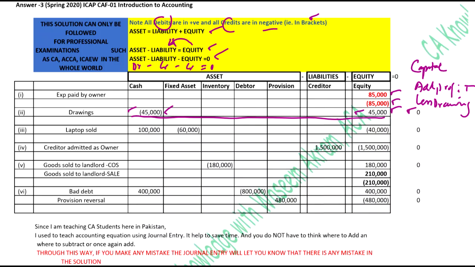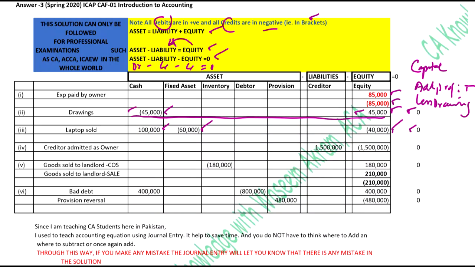Adjustment number 3. A laptop costing 250,000 and having a book value of 60,000 was sold for 100,000 on cash. An asset, a laptop having a book value of 60,000 is disposed of, sold for 100,000. Cash debit 100,000. Asset, fixed asset credit 60,000, and which results in a gain, credit. The gain transfers to the equity, the capital, so 40,000 credit. 100,000 minus 60,000 minus 40,000 is equal to 0.